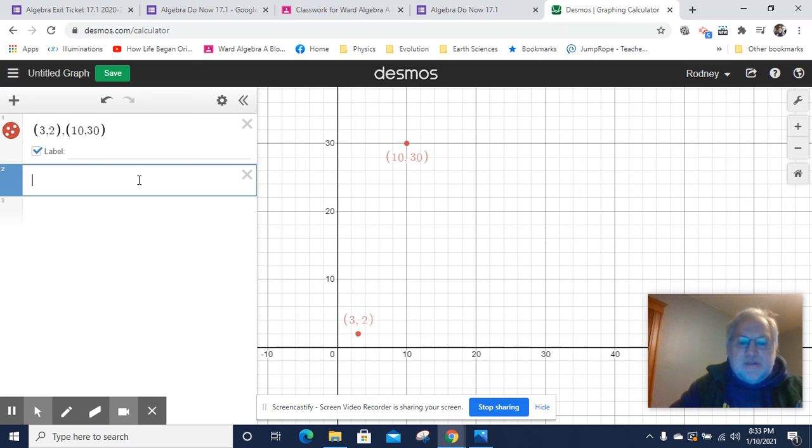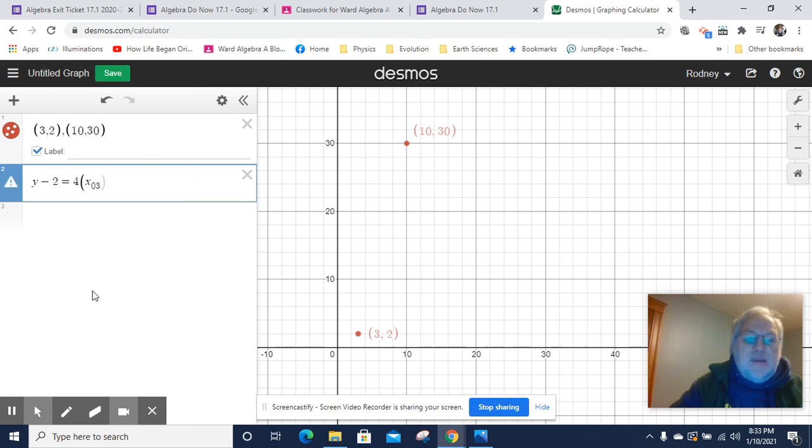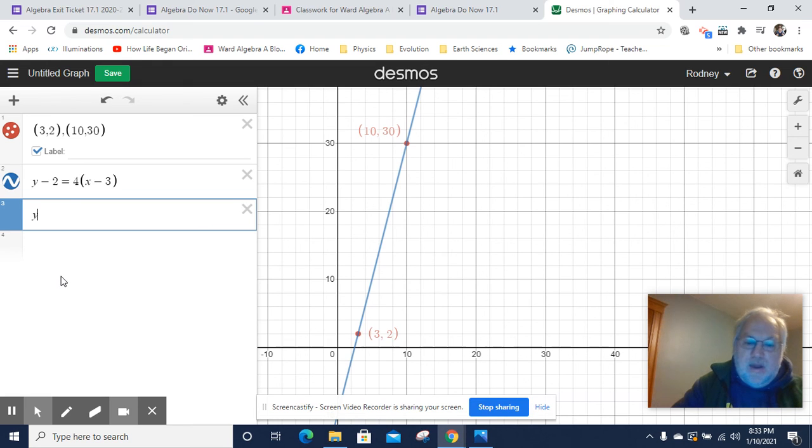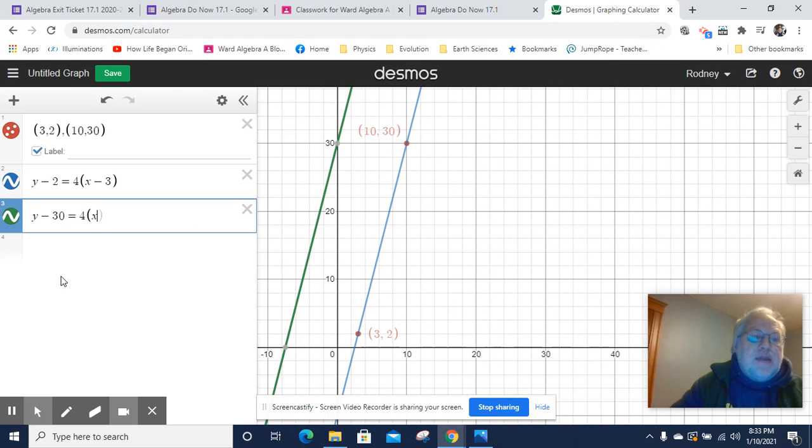So we'll make two equations. First we'll use the 3, 2 point. So y minus 2 equals the slope of 4 that we worked out times x minus 3. X minus 3. And that totally works. Put the parentheses at the end. Or I could have picked the other point, but I've got to stick with a point. Y minus 30, the y value, equals 4, still same slope, times x minus 10. And they both work. Both equations do the job.